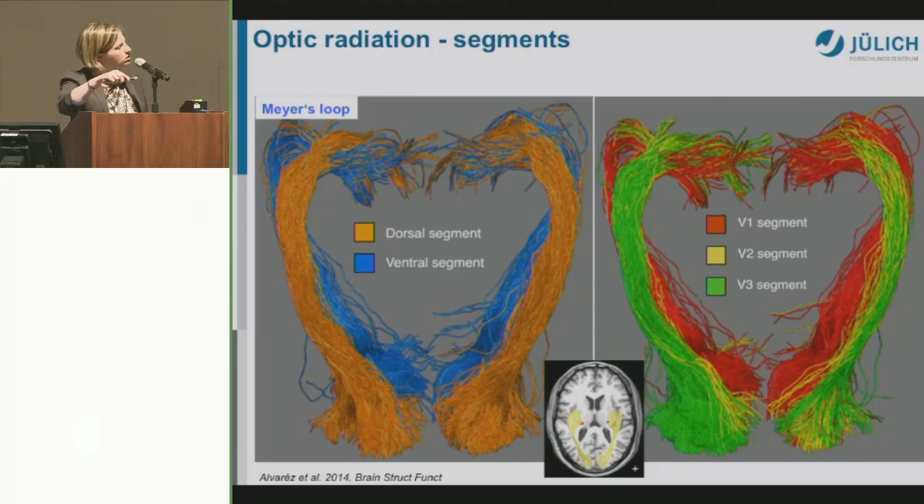They could also show that not only the optical radiation contains fibers which run to area V1, but also that there are segments which connect the lateral geniculate nucleus with parts of area V2 and also with area V3. And this is not new. It was known before that the optical radiation does connect the lateral geniculate nucleus with areas V1 and beyond. But nevertheless, it was for the first time shown that this could be mapped based on the real fibers that run through the optic radiation. So you see there are different segments which run into different parts of the occipital lobe.